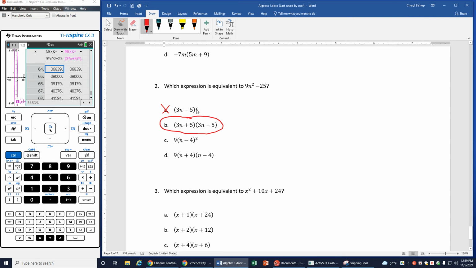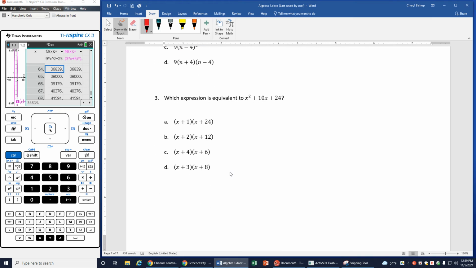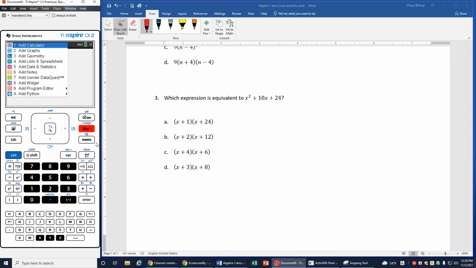All right, let's look at this last one, number 3. Which expression is equivalent to this? I'm going to do the exact same process. I'm going to get myself a fresh graph page. So I'm using 3 different pages for the 3 different problems, and that's okay. You can open up as many pages as you need to. I'm going to type in x squared plus 10x plus 24. Okay, so there's my graph that I'm trying to match.